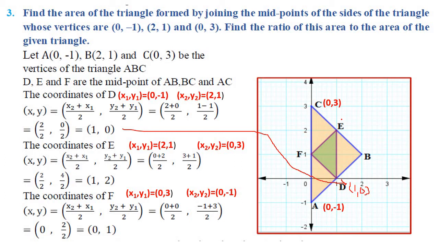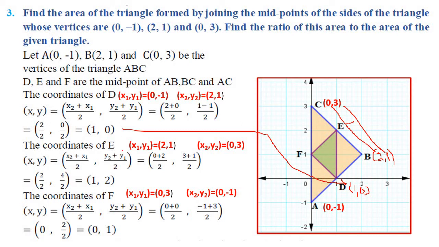Now let us find the midpoint E, the midpoint of BC. How to find it? Let us add 0 plus 2 divided by 2, and 3 plus 1 divided by 2.